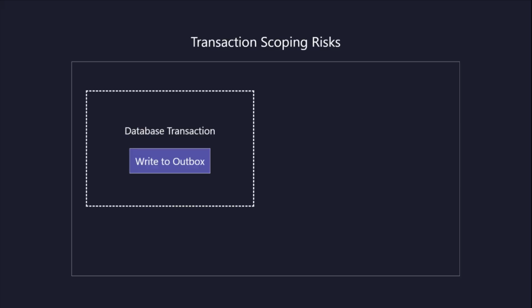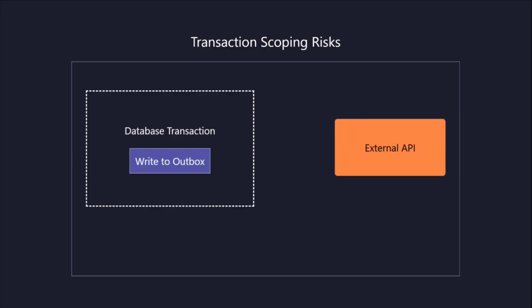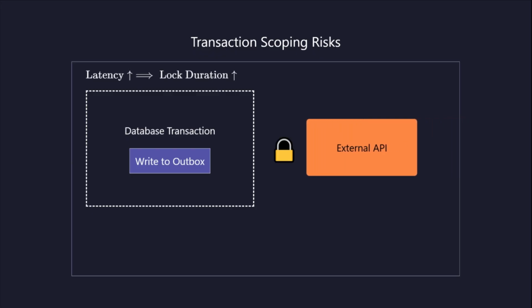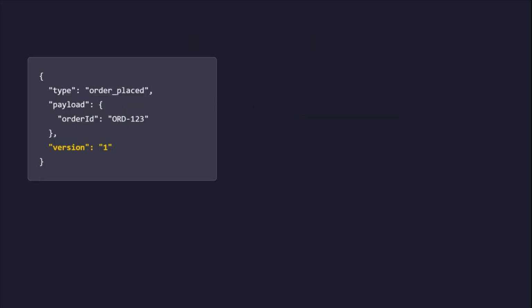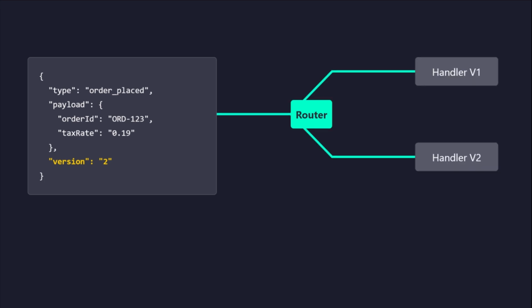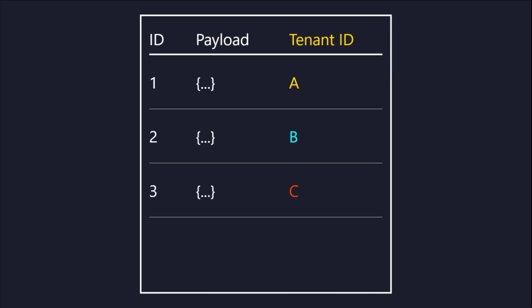Never include calls to external web services inside the database transaction that writes to the Outbox. External calls introduce latency and can lead to long-lived locks that degrade database performance and cause connection pool exhaustion under high load. Include a version field in your event payload to facilitate schema evolution. This allows consumers to identify the structure of the data and handle multiple versions of the same event type simultaneously during transition periods between software releases.